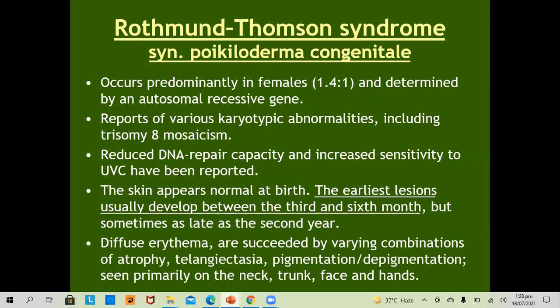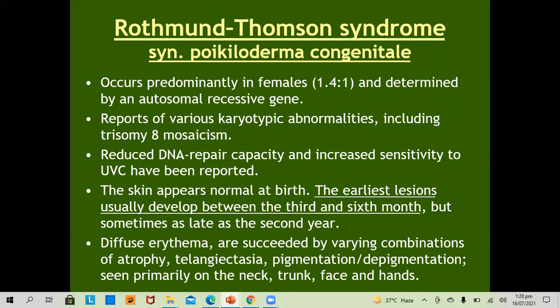The second syndrome to be discussed is the Rothmund Thomson syndrome, which is also known as Poikiloderma congenitale. Rothmund Thomson syndrome occurs predominantly in female 1.4:1, but determined by an autosomal recessive gene. There are reports of various karyotypic abnormalities that include trisomy 8 mosaicism. Reduced DNA repair capacity and increased sensitivity to ultraviolet C have been reported.